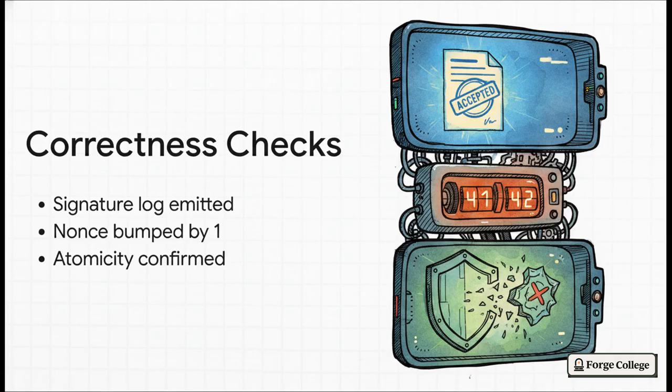First, did the verifier emit a log confirming the signature was accepted? Second, was the nonce count bumped by exactly 1? Like if it was 41, it has to be 42, no exceptions. And third, check your atomicity. Throw a garbage signature at it and make sure it fails safely without changing any state whatsoever.